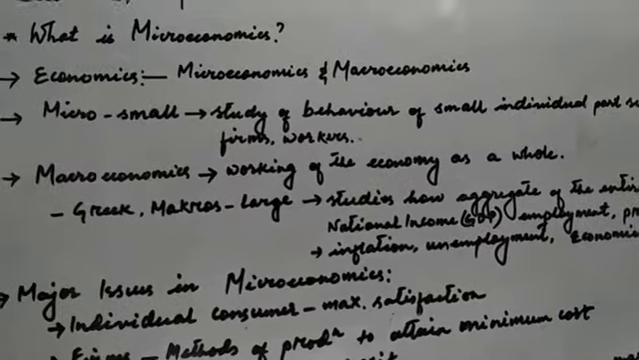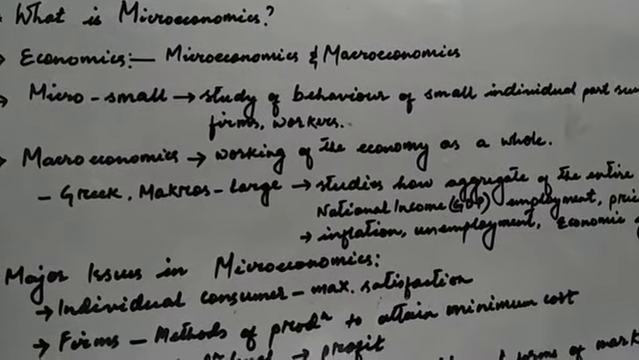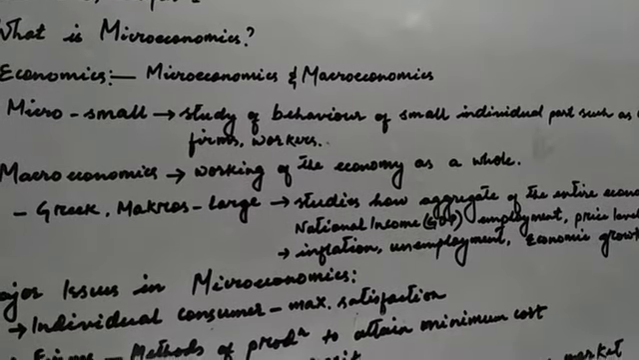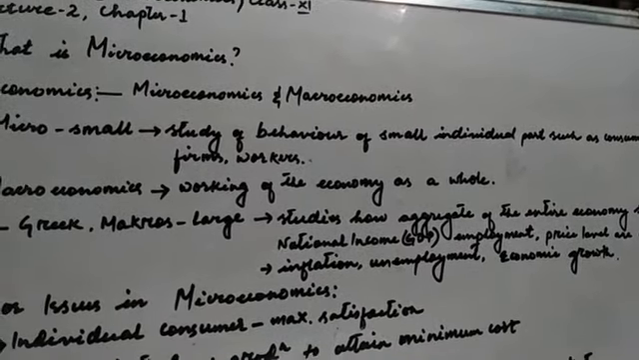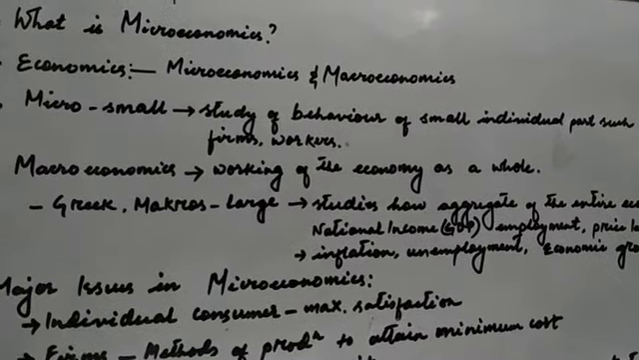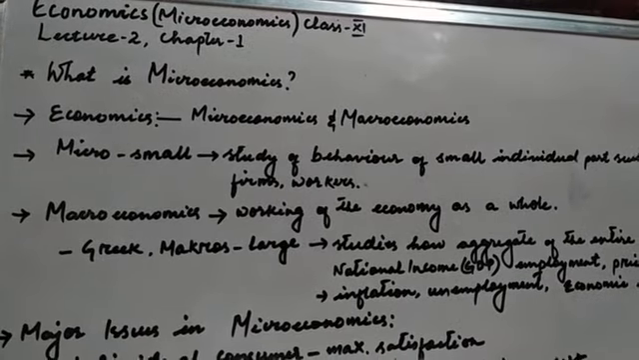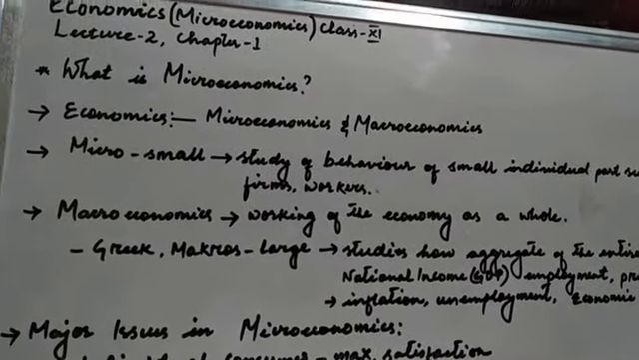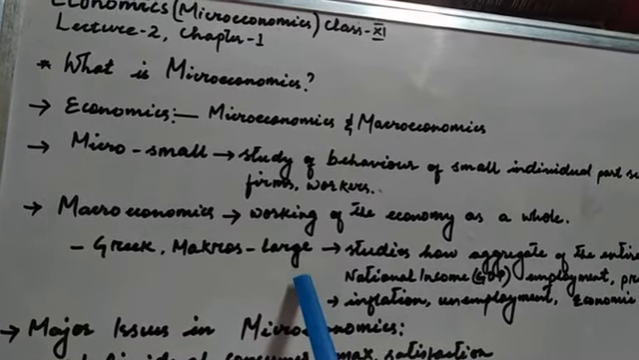So these are the areas which microeconomics is going to study. It is studying the behavior of the small individual parts: the consumer behavior, the firm's behavior, the workers. On the other hand, we are talking about macroeconomics. Macro is derived from the Greek word makros, which means large.